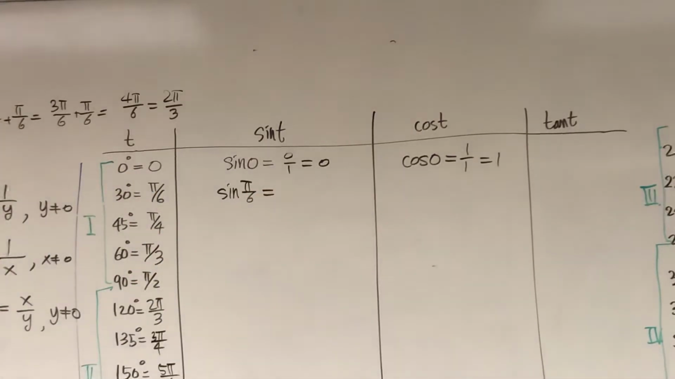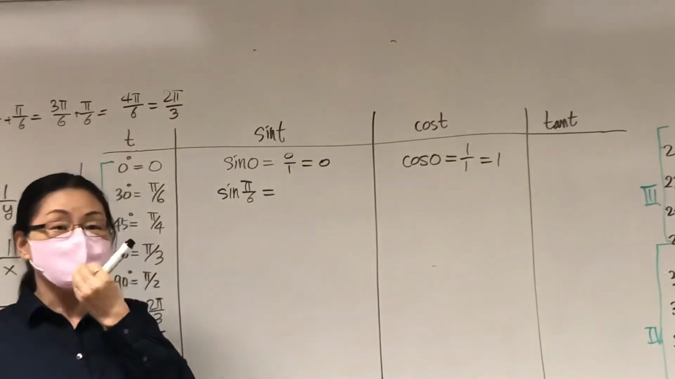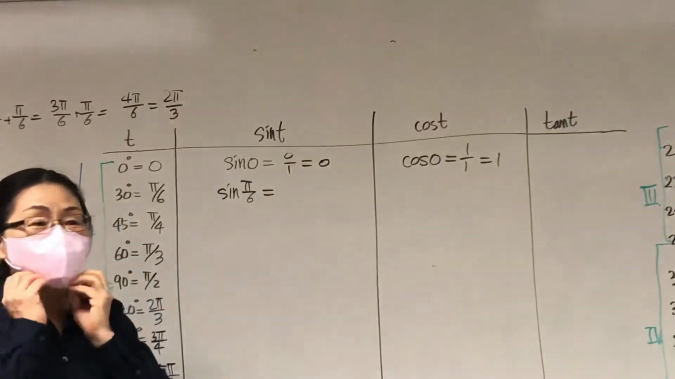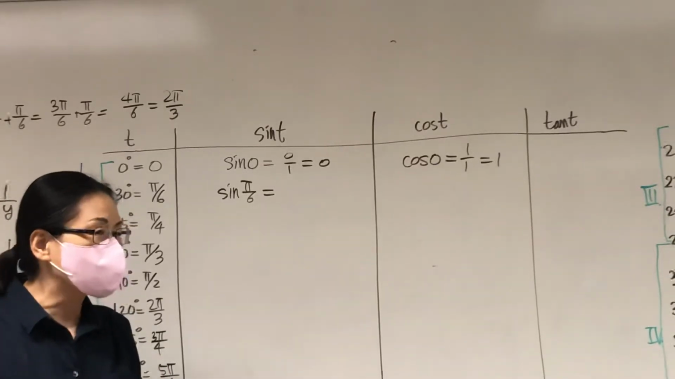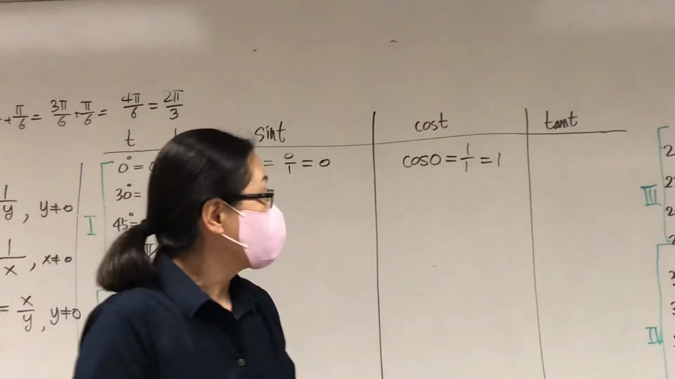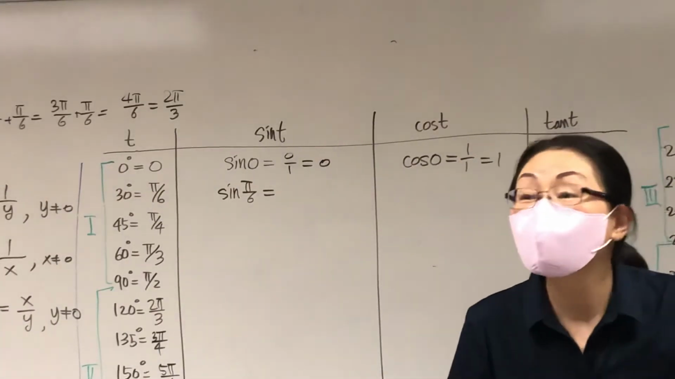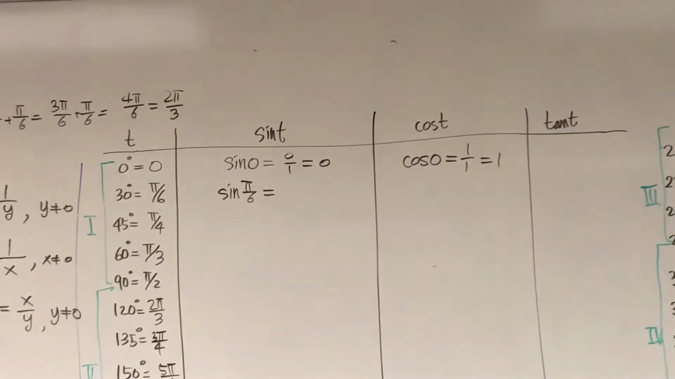What is sine pi over 6? Go back to the triangle. Go to the special triangle. Would it be square root of 3 over 2? Should I draw again? One half over square root of 3 over... Let me draw here. So for the 0, I used this kind of triangle. Am I right?